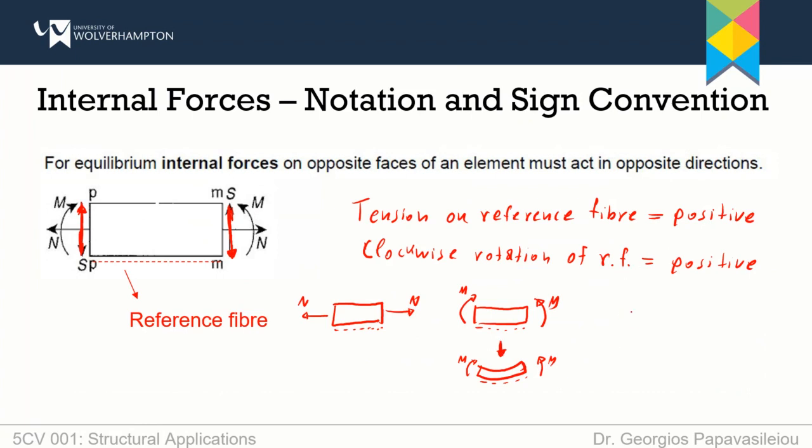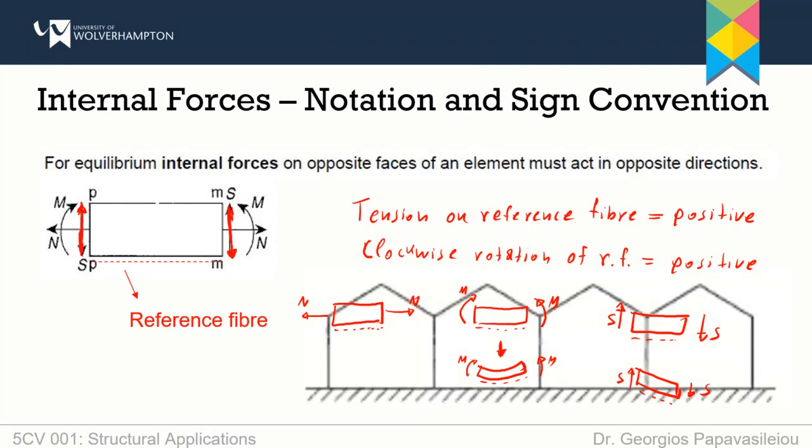And when it comes to the shear forces, this is the reference fiber again. So the deformed shape would look something like that. So the reference fiber would have been rotated clockwise. And this is another way to remember how to use that. Now, in simple beams, you might not actually need to use that. But in quite complex structures, it is quite helpful.